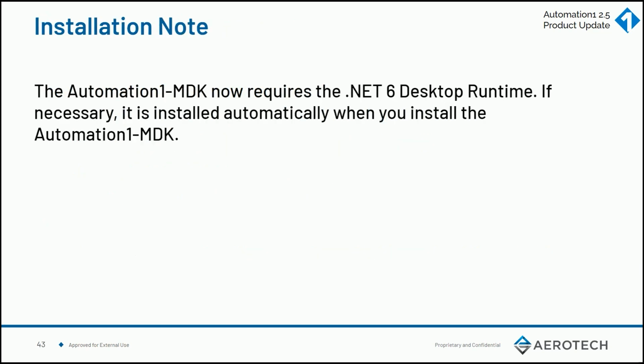And finally, an installation note. The Automation1 MDK now requires a .NET 6 desktop runtime. If necessary, it's installed automatically when you install the MDK. So you might see this pop up if you're installing 2.5 on your computer.